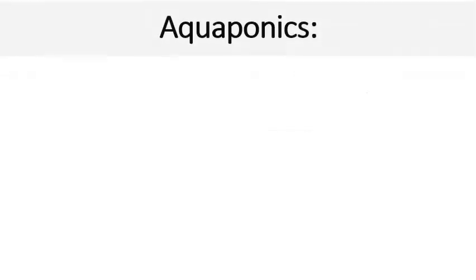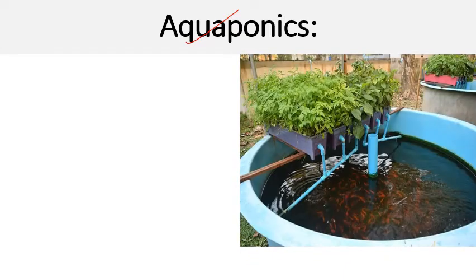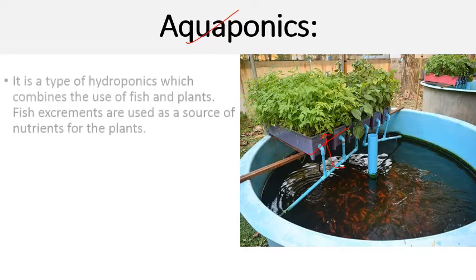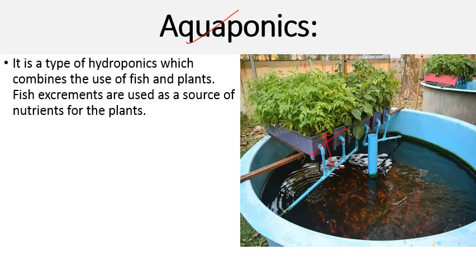And the third technique is aquaponics. इसमें हम plants को grow करते हैं water में. In addition to this, we also rear the fishes. So in this photograph we can see here, तो इसमें water में plants को grow करते हैं, but in addition to this we rear the fishes also. So it is a type of hydroponics which combines the use of fish and plants. Fish excrements are used as a source of nutrients for the plants. जो भी इसका excretory material है fishes का, वो nutrients की तरह act करता है plants के लिए.